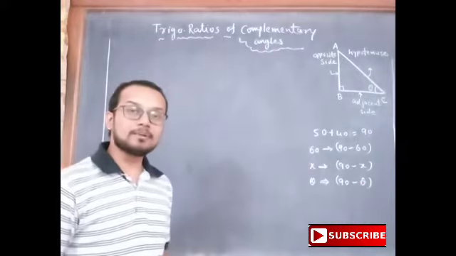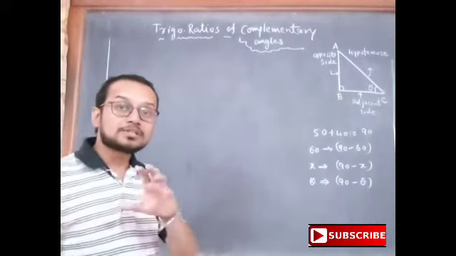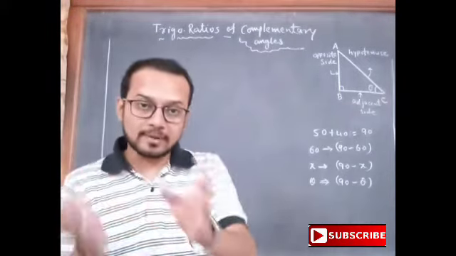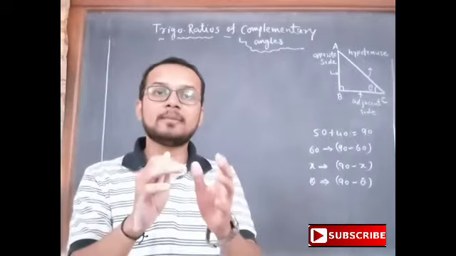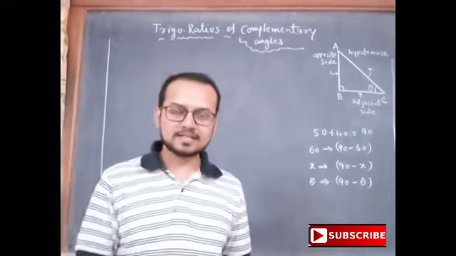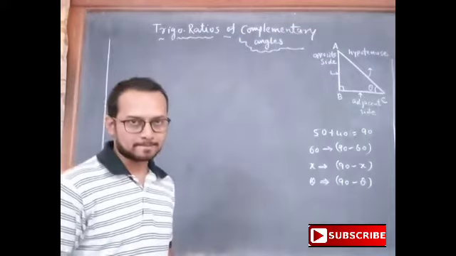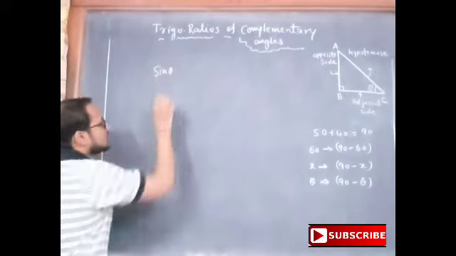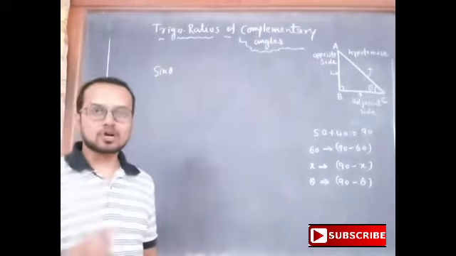Now we have to understand complementary angles for the trigonometric ratios. In trigonometry, some of the ratios are complementary of each other. Such kinds of pairs we have in trigonometry. Let us see which pairs these are. In trigonometry, sin theta is complementary angle of cos theta.